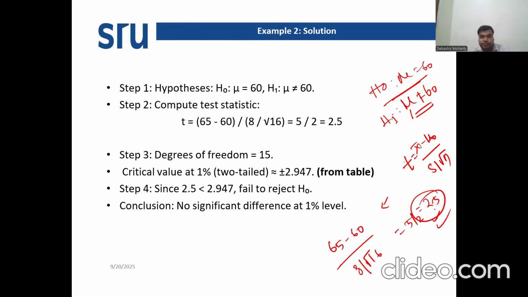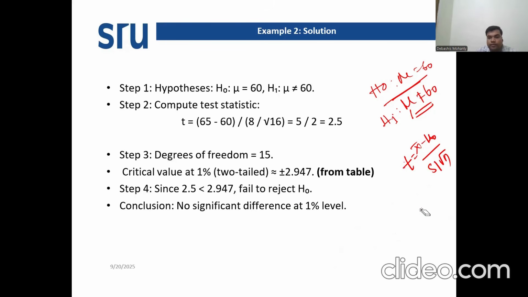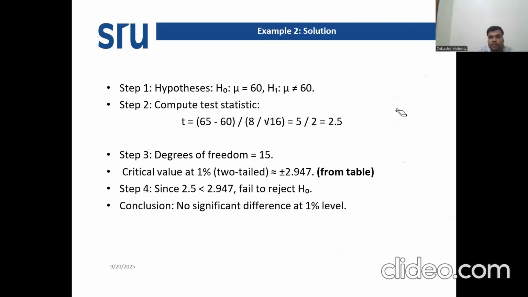Okay, students. After computing this, in the third step, we have to see the degree of freedom. So here, how do we calculate the degree of freedom? Total sample size minus 1. Here the sample size is given as 16. So the degree of freedom is equal to 16 minus 1, that is 15.